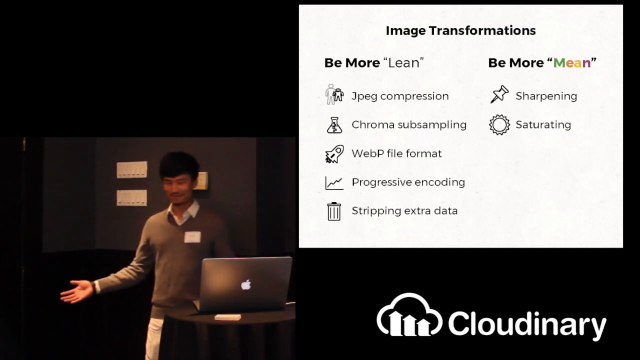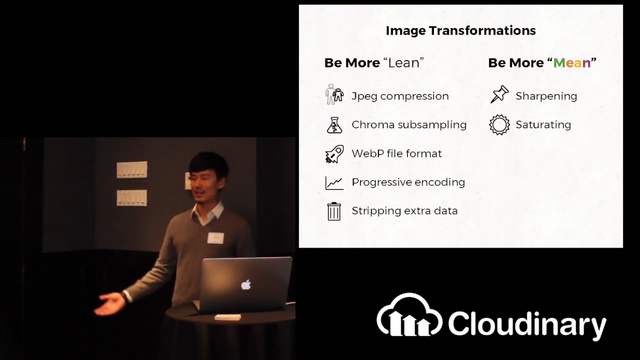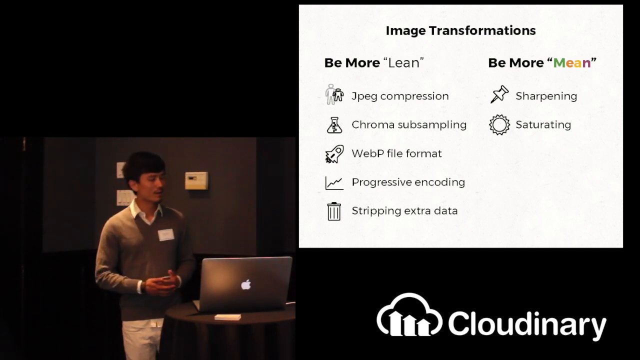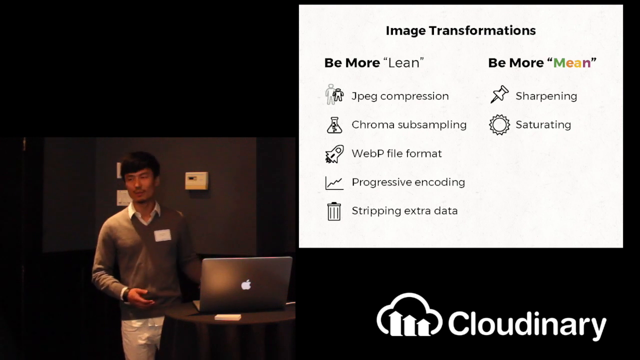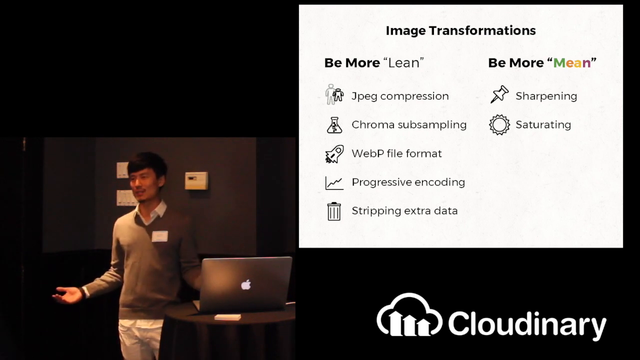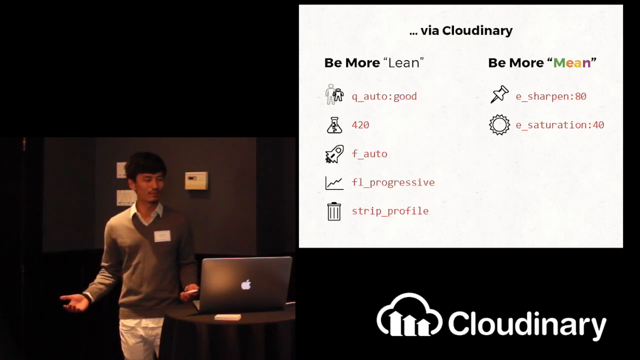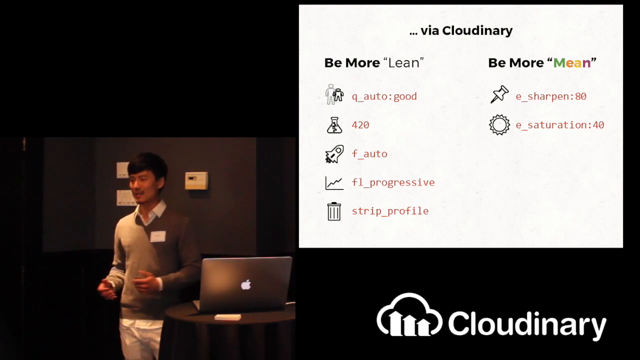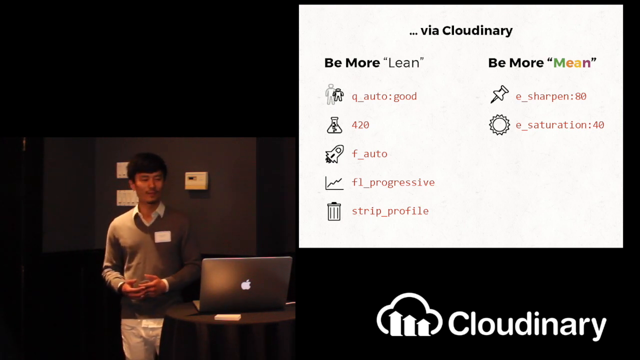Alright, you made it through. Now you know all the tricks to make your images lean and mean. To apply these transformations to your images, you can use free command line tools like ImageMagick. You could also use an image hosting service like Cloudinary. Cloudinary has each of these transformations available out of the box, and the ability to apply them simply by changing the URL. It's very cool.